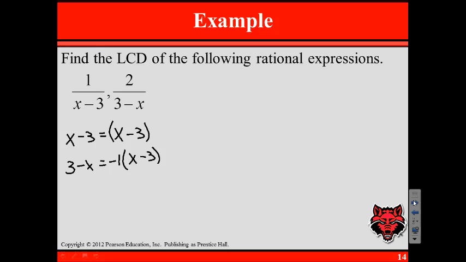Discussing least common denominators. We are not concerned with a negative, because a negative in the denominator could simply move to the numerator, and then we would ignore it. And so here, for the least common denominator, we have an x minus 3 factor in the first factorization. We have an x minus 3 factor in the second factorization. They're exactly the same. The least common denominator will just be x minus 3.